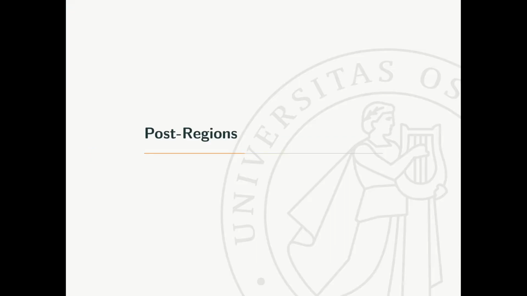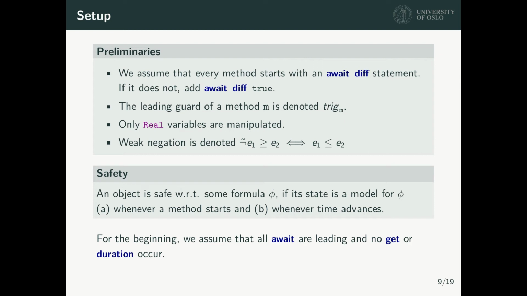Now that we have a logic and we have a language, let's look at how we can combine them for verification. First, a few smaller assumptions that we need. We assume that every method starts with an await diff statement, and if it does not, we just add an await diff true, which does not change the semantics. And we denote the guard of this starting await with trigger of m.